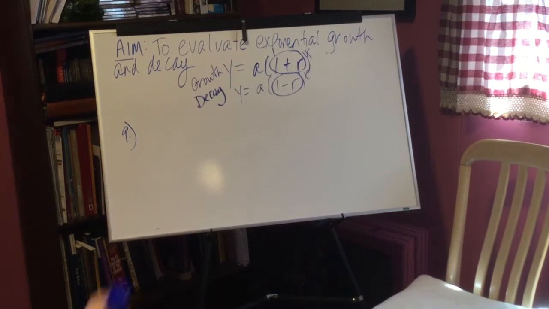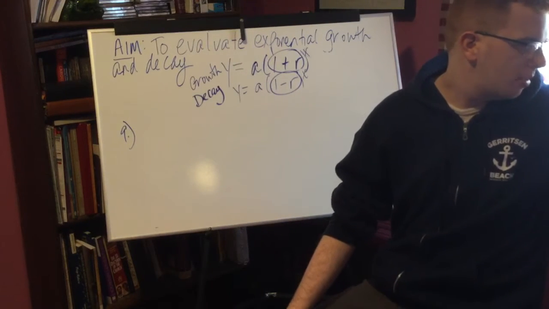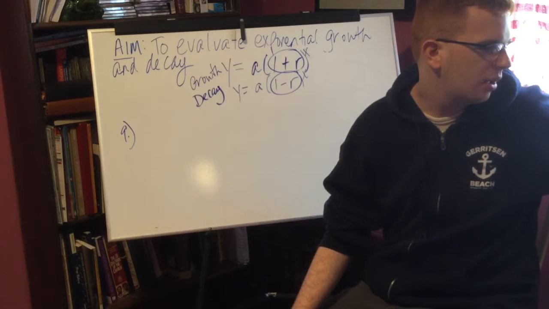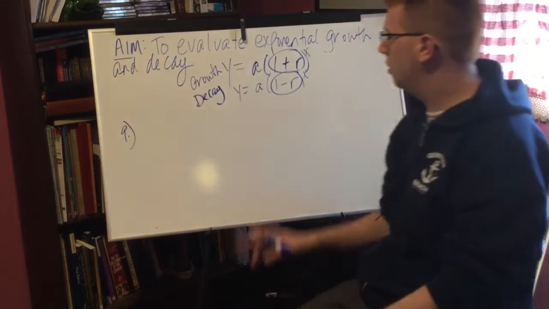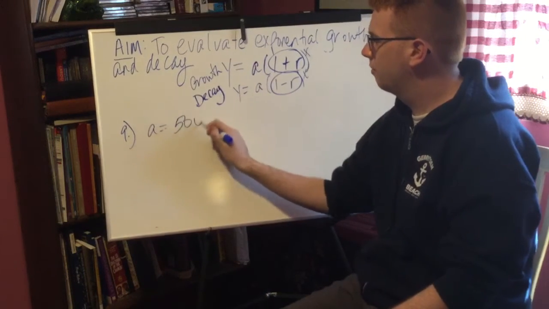Here are the other sample questions from the classwork exercises for the 29th of April. Number 9. The first year of a charity walk had an attendance of 500. So that's your initial amount, which again is A. So I'm going to put A equals 500.